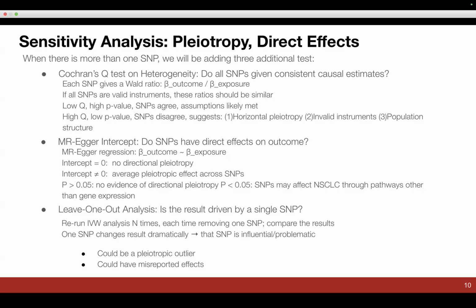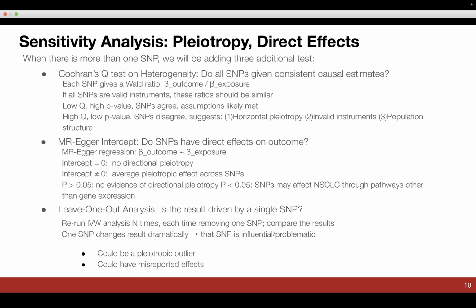First of all, we'll do Cochran's Q tests for heterogeneity. Basically, what these tests do is check whether all SNPs give consistent causal estimates. As I mentioned before, each SNP gives a Wald ratio. And if all SNPs are valid instruments, we expect these ratios to be highly similar. This could also be reflected by the test statistic. If the Q value is low while the p-value is high, then the SNPs agree with our assumptions. While if it goes the other way, with a high Q value and low p-value, that says the SNPs disagree with our assumptions, probably suggesting horizontal pleiotropy, invalid instruments, or different population structures.